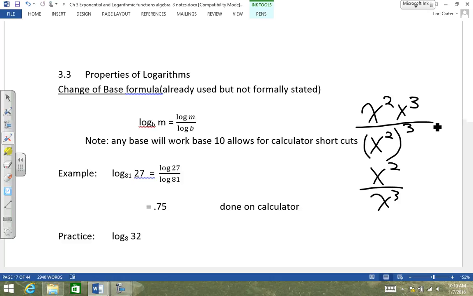So I'd be adding logs. Here, I would be a power to a power. I would be multiplying logs. Here, I would be subtracting logs. That's your rules of logs. They follow the rules of exponents because they are exponents.